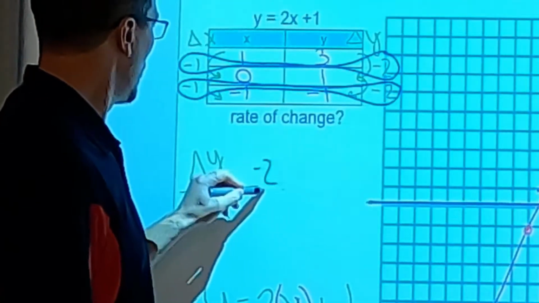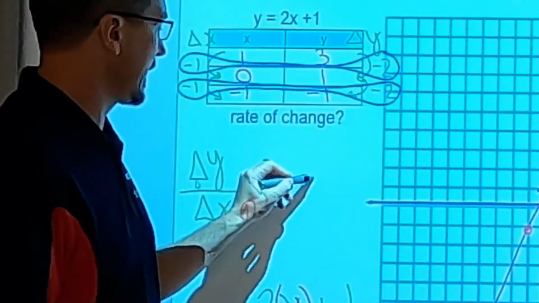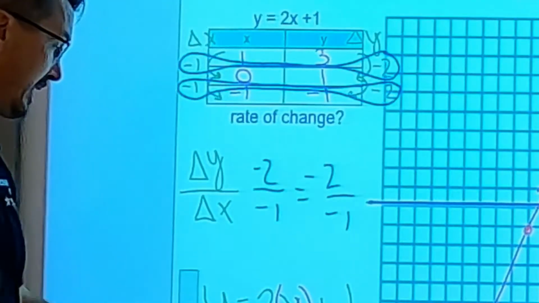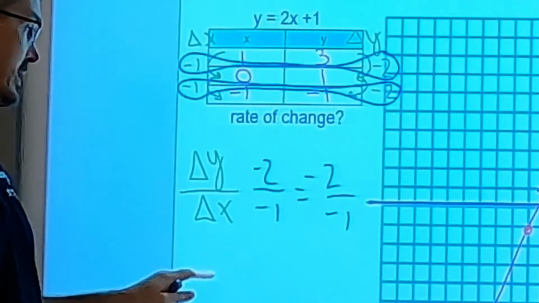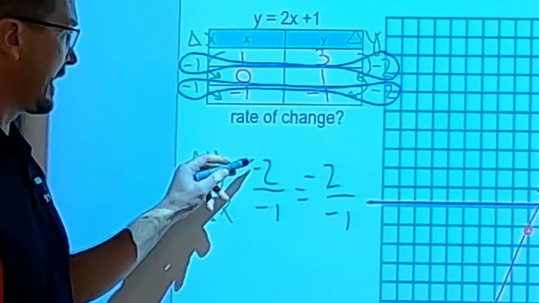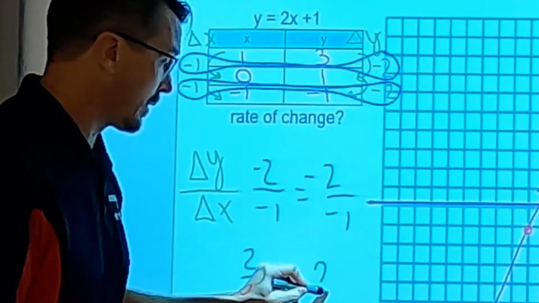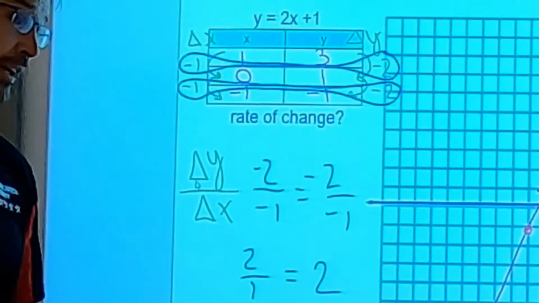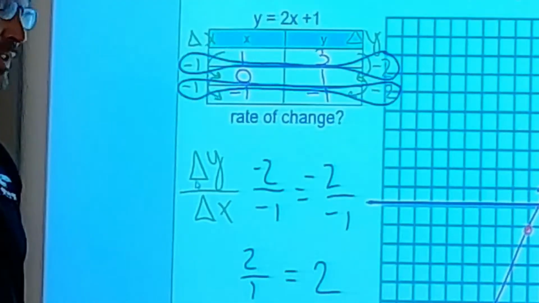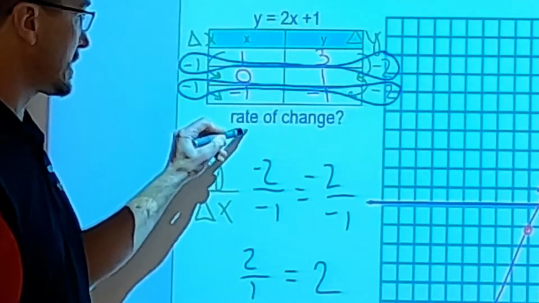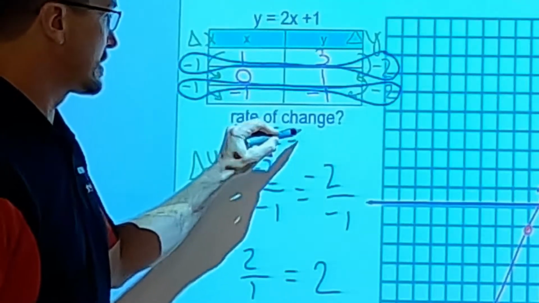negative 2 over negative 1. And the other one is negative 2 over negative 1. And I would agree that these are the exact same. So they're the same, but they can be simplified. Negative 2 over negative 1 is 2 over 1, which can be simplified to just 2. You don't have to keep it as a ratio because all whole numbers are considered to be fractions if you added a 1 underneath them. So the rate of change for this, the ROC, is 2.